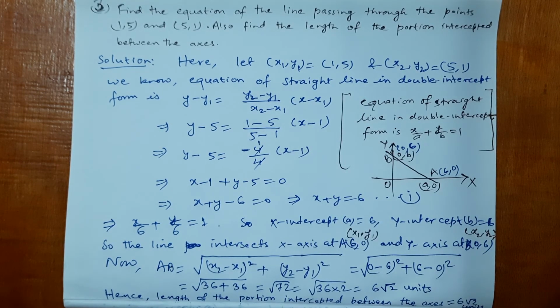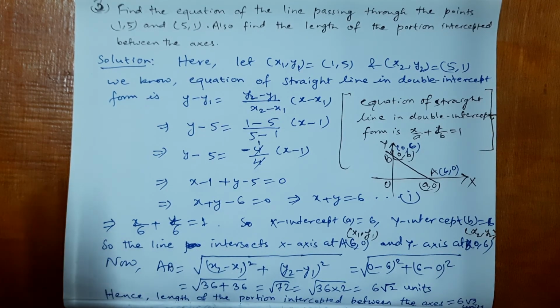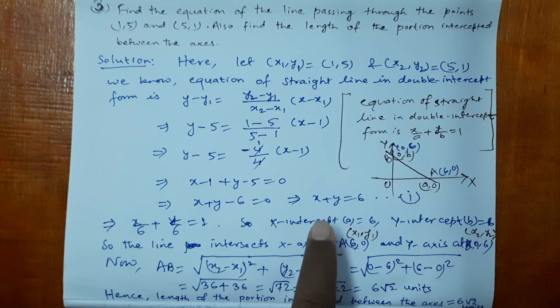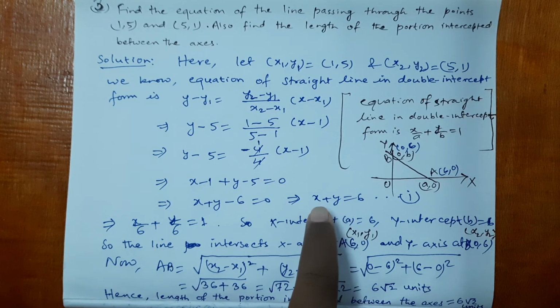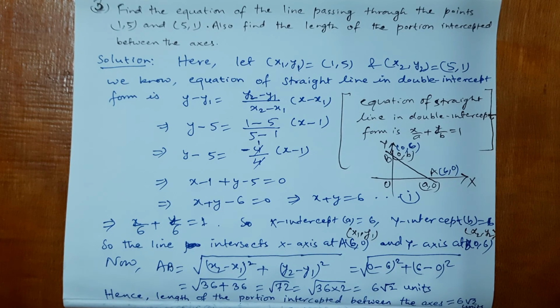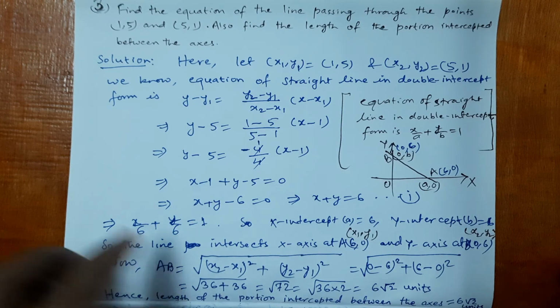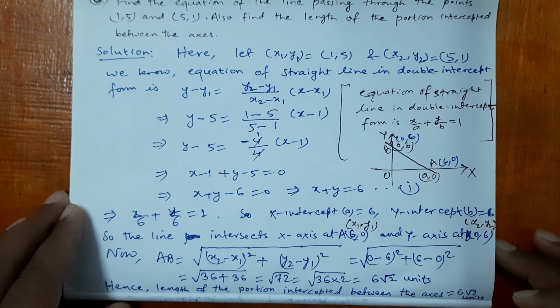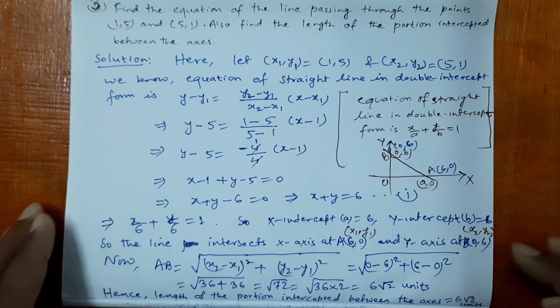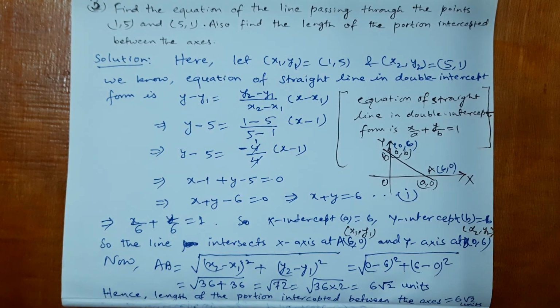Okay, so I have written the length of the portion intercepted between the axis, and you can write in conclusion: hence the required equation of the straight line is x plus y equals 6, and the length of the portion intercepted between the axis is 6 root 2 units. Okay, in this way you can conclude this, and if you need to copy it, you can pause the video and copy it.